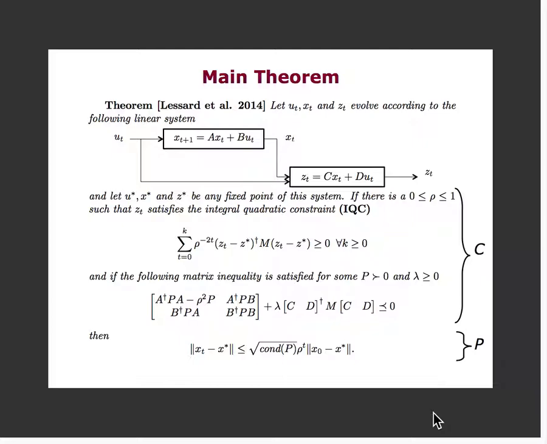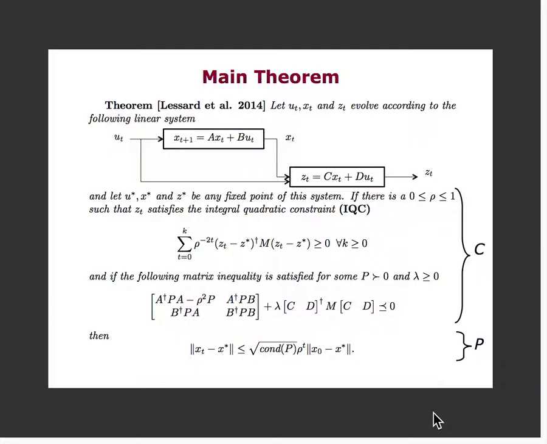So basically the conditions I need to check are, I need to find a rho, I need to find an M, so maybe I should write what I need to find. I need to find an M, a rho, a P, and a lambda, such that these things hold. And this needs to hold for every k here. If I find such a thing, then I'm guaranteed the convergence rate of rho.